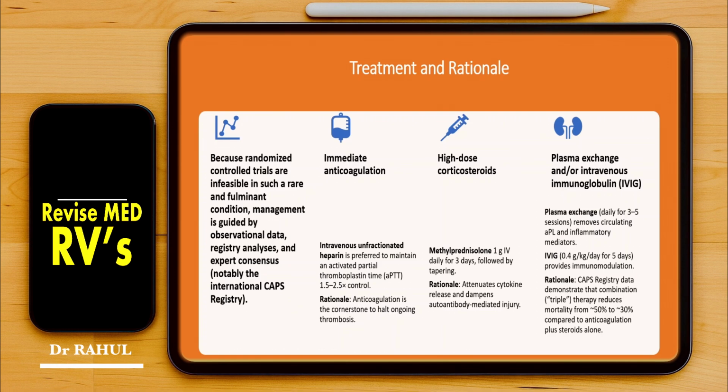While treating with heparin, you should maintain this patient by monitoring APTT, that is 1.5 to 2.5 times the control value. By giving anticoagulation, we can hold the process of thrombosis. And high dose steroids, usually what we are using is methylprednisolone 1 gram IV daily for 3 days followed by tapering. This usage of steroids attenuates the cytokine release as well as dampens the autoantibody mediated injury.